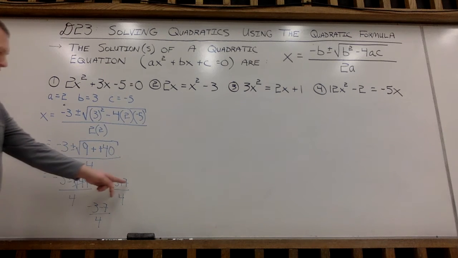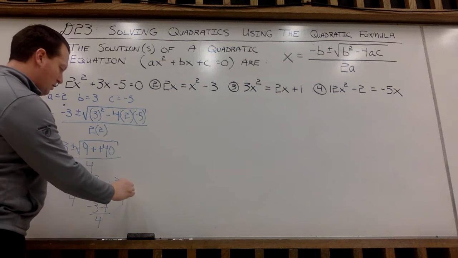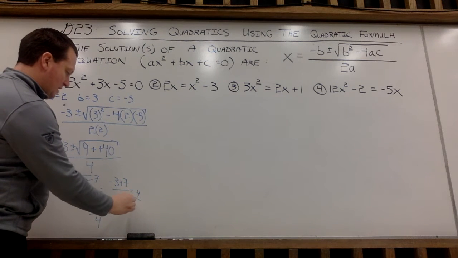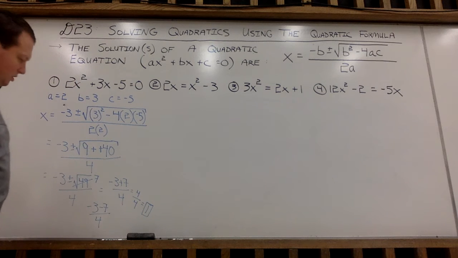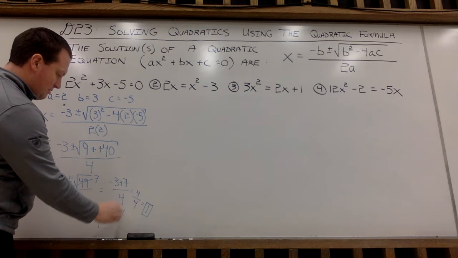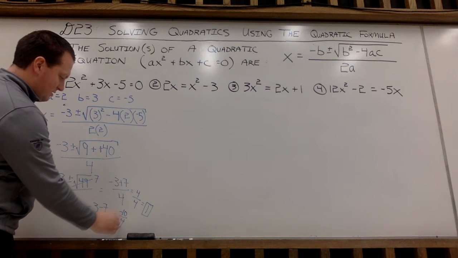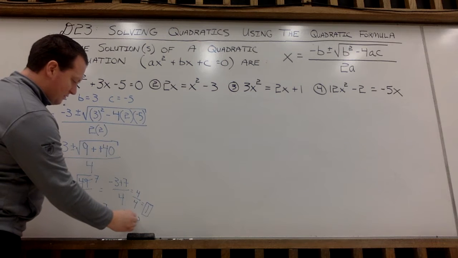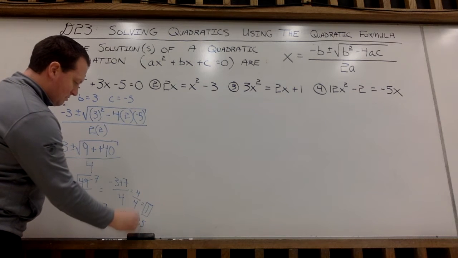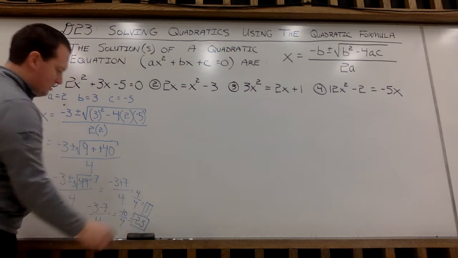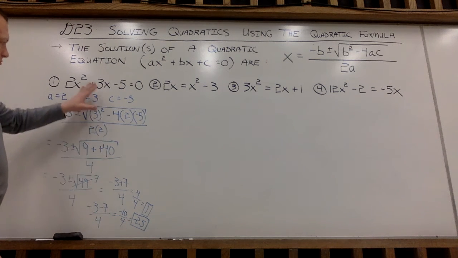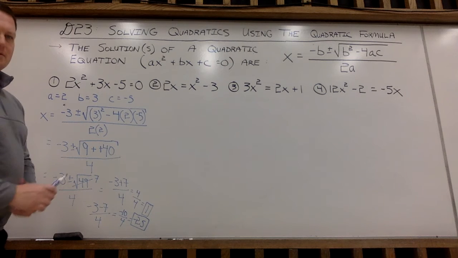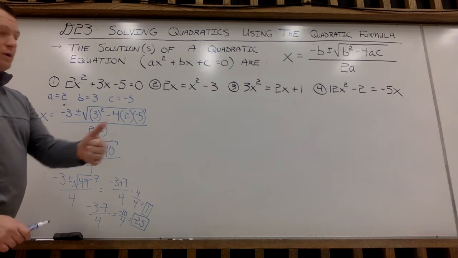So negative 3 plus 7, 7 minus 3 is 4. 4 divided by 4 is 1. So 1 is one solution. And then negative 3 minus 7 is negative 10. Negative 10 divided by 4 is negative 2.5. So those are my 2 solutions. Again, keep everything in order, take your time, and you will be a-okay.